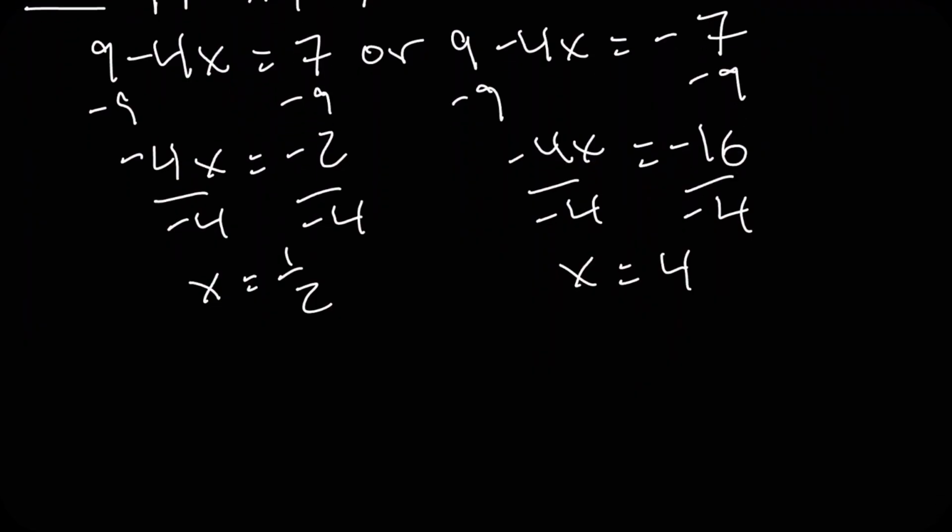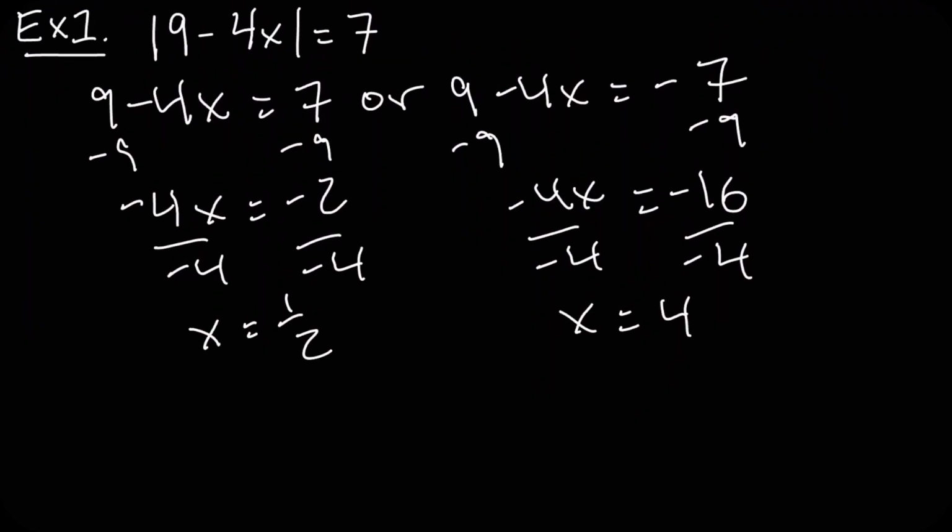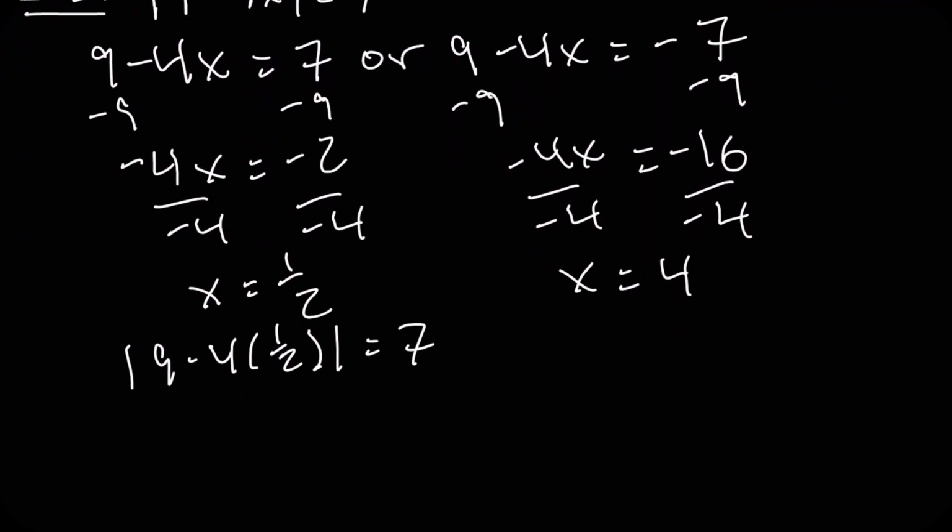So let's test this 1/2 first. We will have the absolute value, 9 minus 4 times 1/2. And let's see if that's equal to 7. We get 9 minus, and then 4 divided by 2 is going to be 2. So absolute value of 7 is equal to 7. That makes sense. Let's go ahead and check that one.